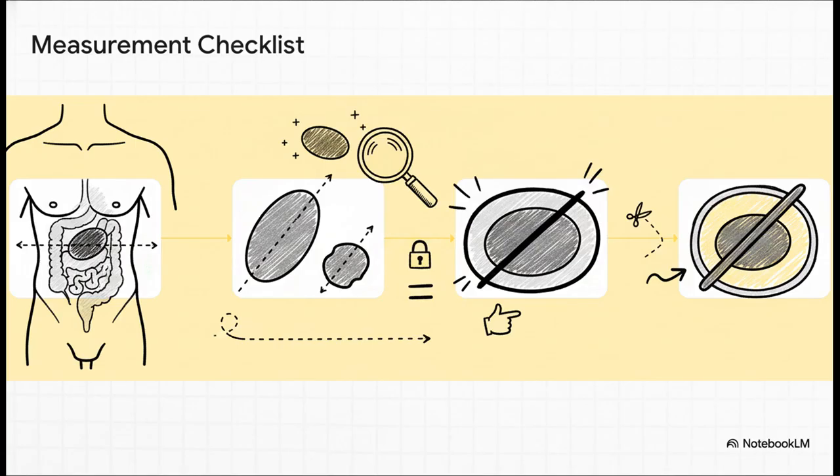Second, you take the longest dimension of each individual tumor and you add them all together to get your total sum. Third, and this is so important, you only measure the tumor itself. Which leads to our fourth point, you have to exclude any healthy margins or surrounding tissue that might be removed along with it. The measurement is for the lesion, period.